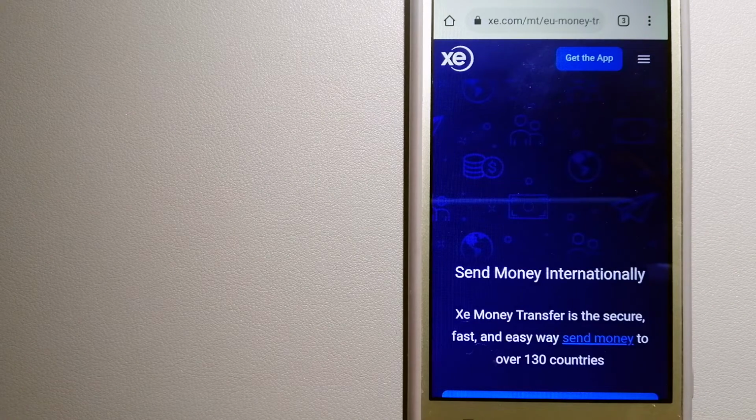The third option is XE Money Transfer. This is an online money transfer company that offers a cheaper and faster way to send money internationally. And as a trusted and seasoned name in foreign exchange, they could be a good option for your international money transfer. Founded in 1993, they have been dealing in foreign exchange for a long time.